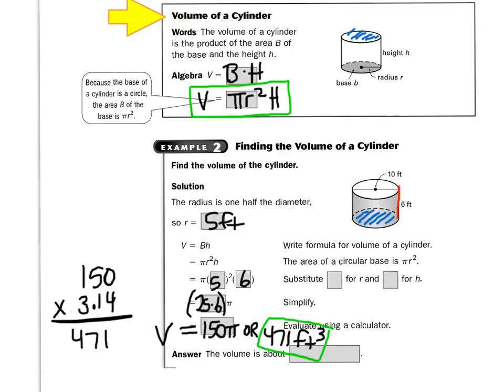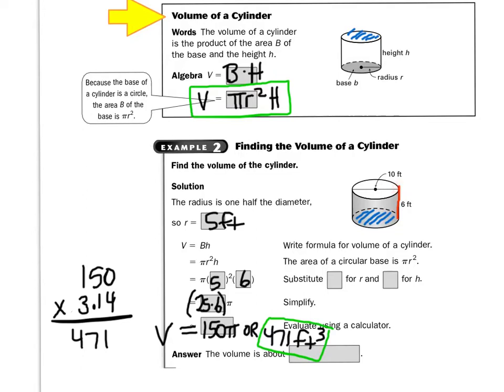Okay, and the volume of a cylinder is really quick and easy too. It's the same thing. Volume is the area of the base times the height. Well, you know the base is a circle, so the area of a circle is pi times the radius squared, and then the height is how far apart the circles are. So take a look at example 2. We want to find the volume of this cylinder right here.